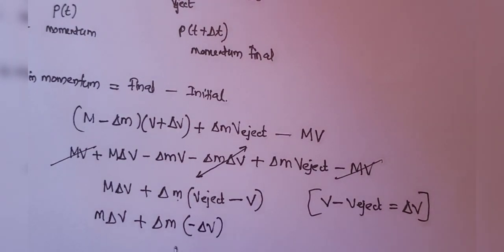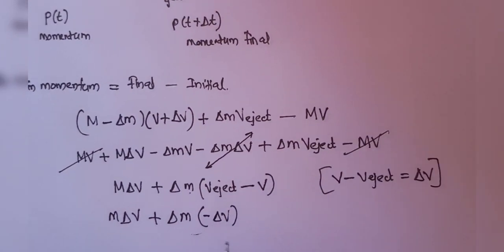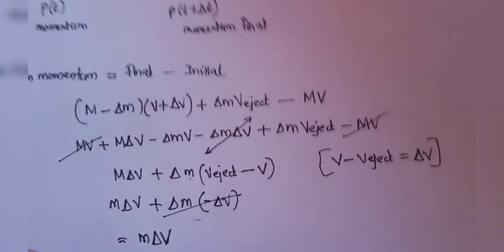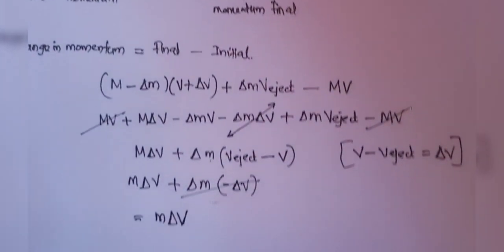So again there is no point in considering this, because delta m is small, delta v is small. Now you neglect this term again. Now you get something called m into delta v. Okay, hope up to this much is very clear.